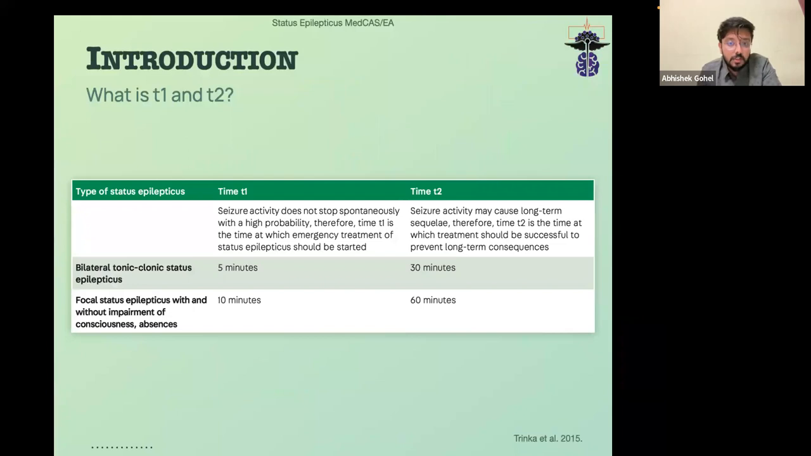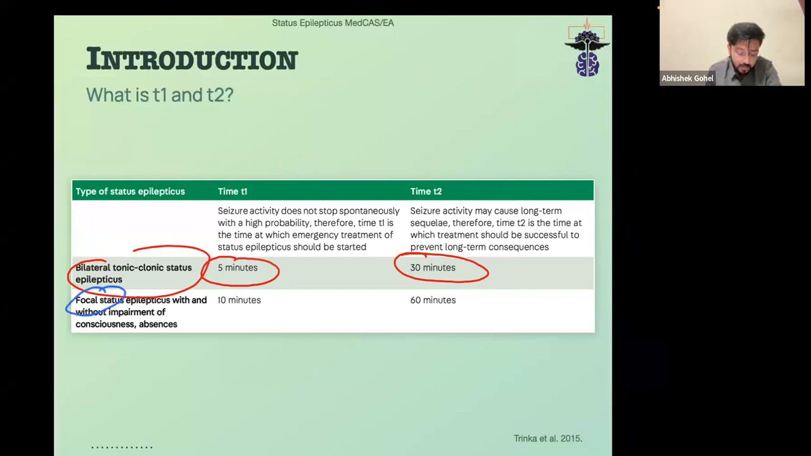Now, the next part, I told you that this time T1 and T2 is different depending upon the type of status we are dealing with. If we are dealing with a bilateral tonic-clonic status epilepticus, time T1 is 5 minutes, T2 is 30 minutes. If we are dealing with a focal status with or without impairment of sensorium, the time T1 is double, that is 10 minutes, and T2 is also double, that is 60 minutes.